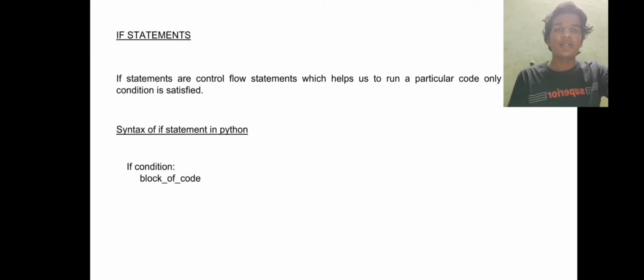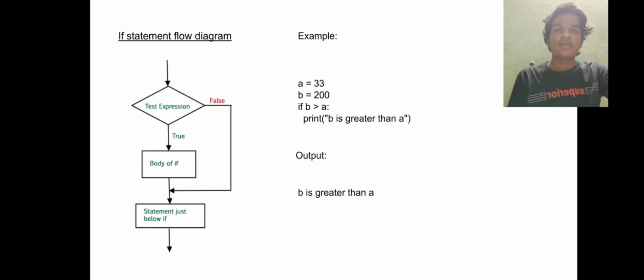Syntax of if statement in Python: if condition colon, block of the code. If statement flow diagram: here, only when the test expression becomes true is the body executed. When it is true, it enters the body of the if. If it is false, it goes straight to the statement just below the if statement.